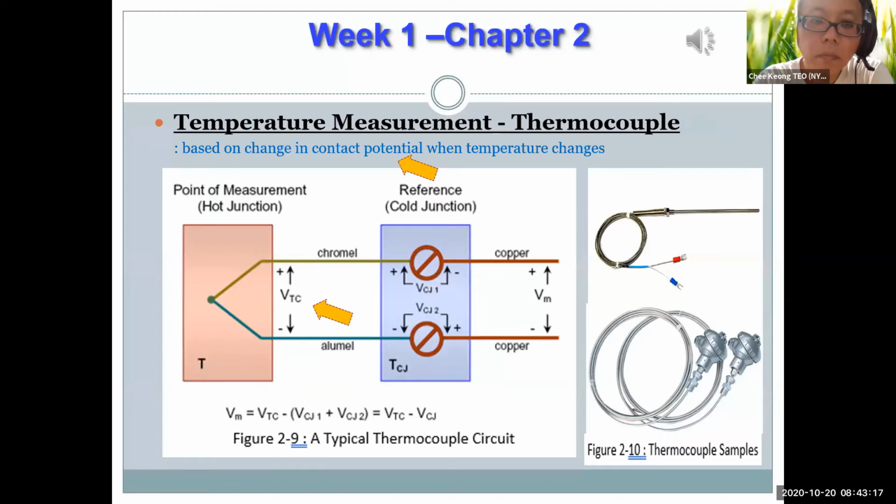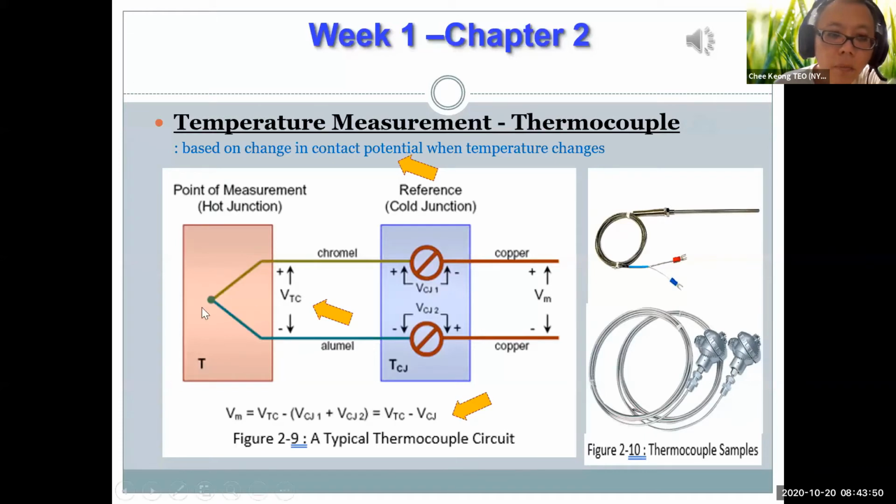Figure 2-9 shows an example of a sensor, a thermocouple, that changes its contact potential when subject to different heat intensity. In general, the equation that relates and explains the thermocouple action is given as Vm, which is the measured voltage, equal to VTC, which is the voltage at the thermocouple, minus VCJ, the cold junction voltage. More examples of the concept will be re-illustrated in tutorial 1.